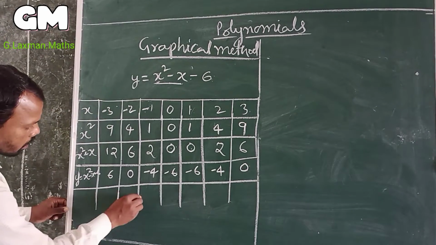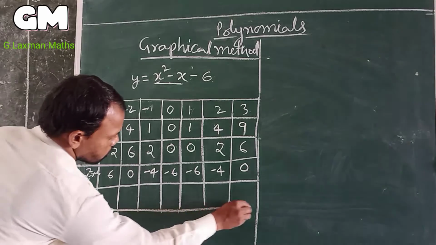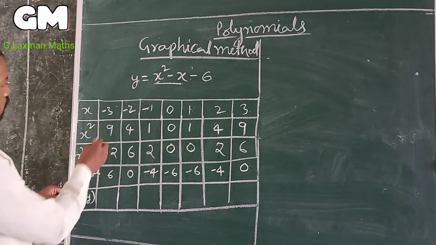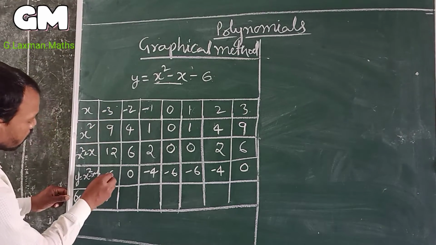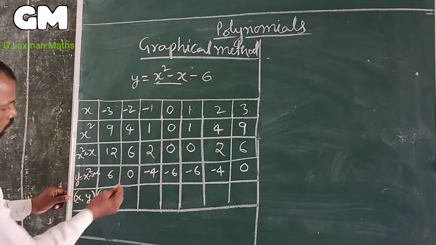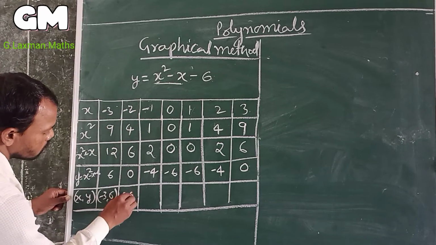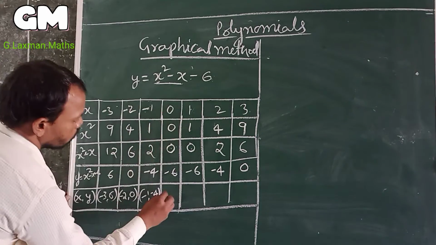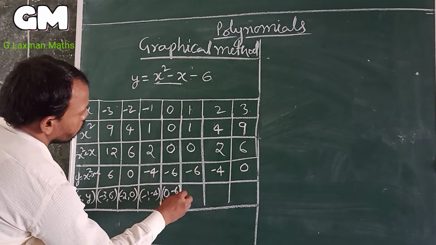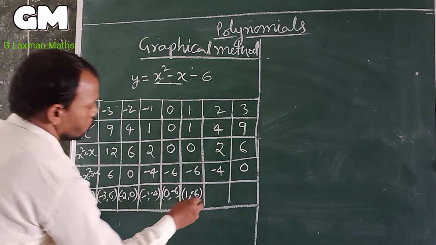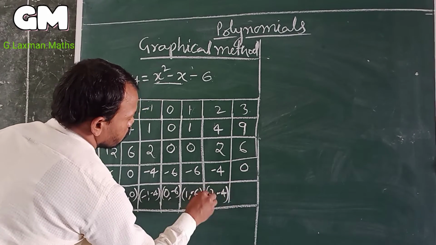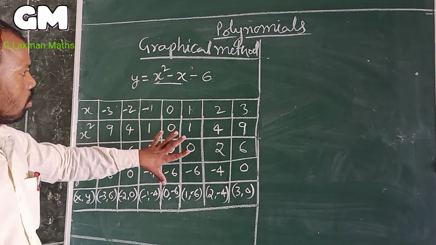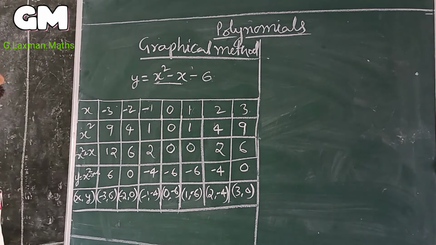Now write the coordinates x comma y, the x coordinate and the y coordinate. What is the x coordinate? Minus 3, and the y coordinate is 6. So the points are minus 2, 0, then minus 1, minus 4, then 0, minus 6, then 1, minus 6, 2, minus 4, and 3, 0.